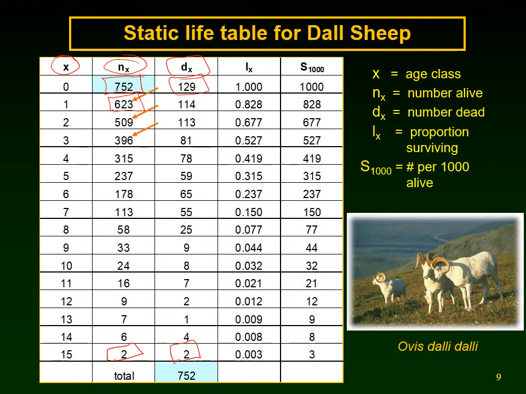This is the proportion. So this is the survivorship, which is your number divided by your total. So 752 divided by 752. Down here, your survivorship is 7 divided by 752, 0.009 survivorship. And then the final column is just those numbers multiplied by 1,000. And you can see the advantage of that is to get rid of all these little pesky decimal points.